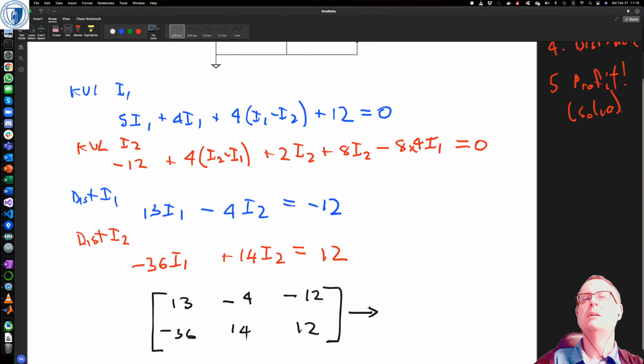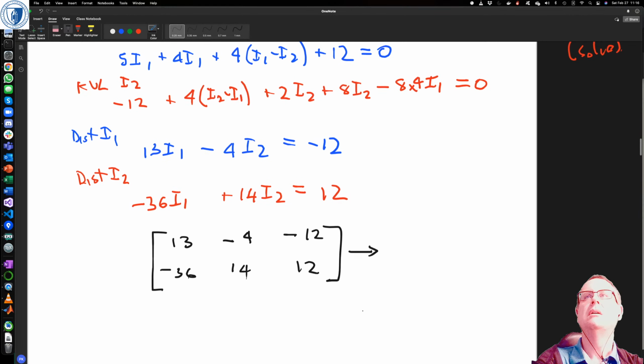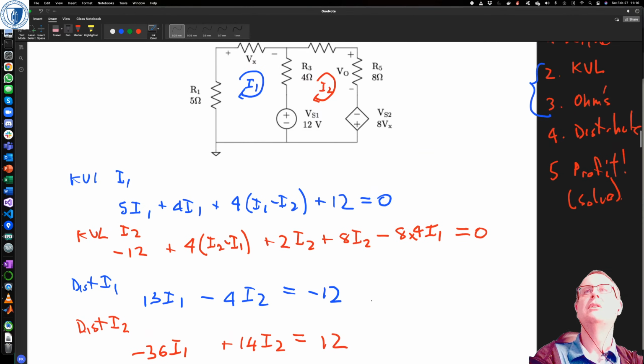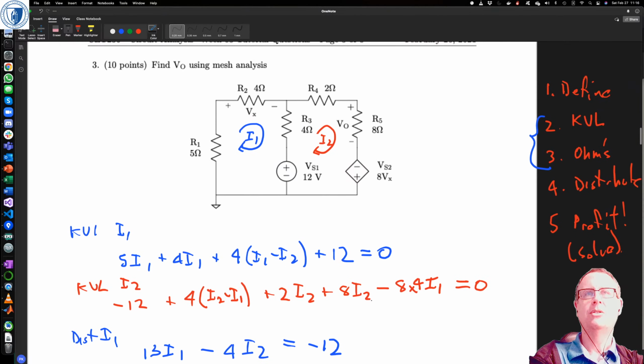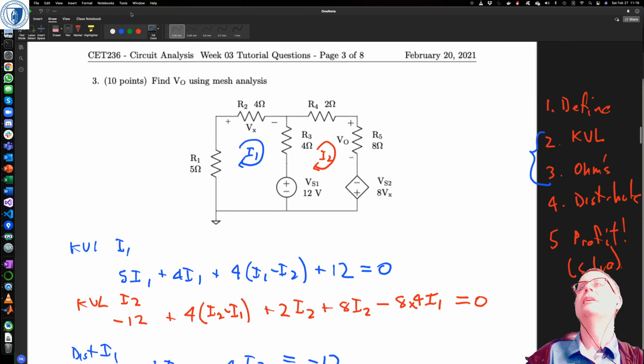Could you take a step back and re-explain the 8 times 4 I1 in the KVL for I2? Sure. So the VS2. Oh, no, I see. It's voltage based off of that resistor. Sorry, I was just confused on that.